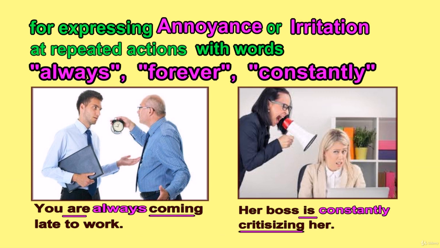The next rule says that we use the present continuous tense to show that we are very angry or irritated with something, especially with such words as always, forever, constantly. For example, you are always coming late to work, or her boss is constantly criticizing her.